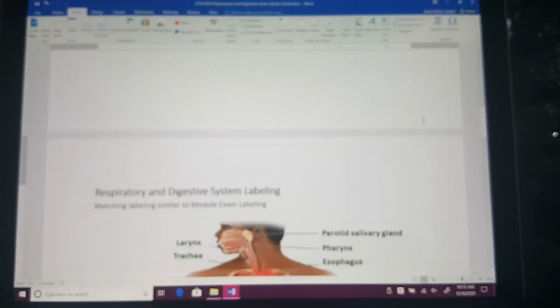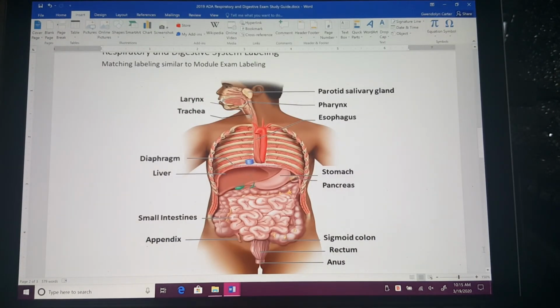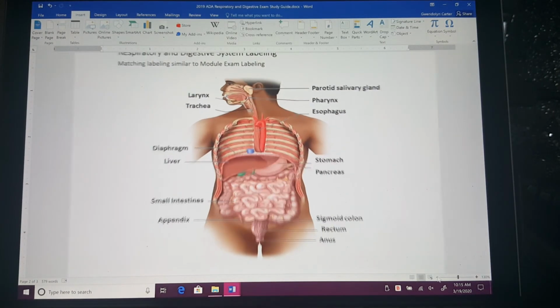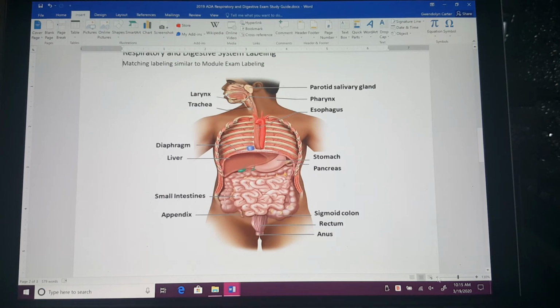Okay, let's move on. So next part is labeling, and that one's pretty simple. So here's your picture. If you're in my on-campus class, you've already done this picture.